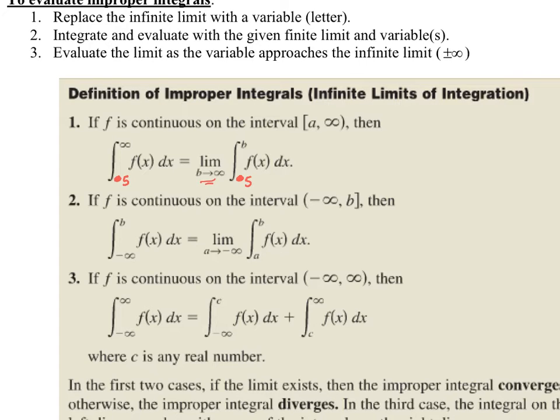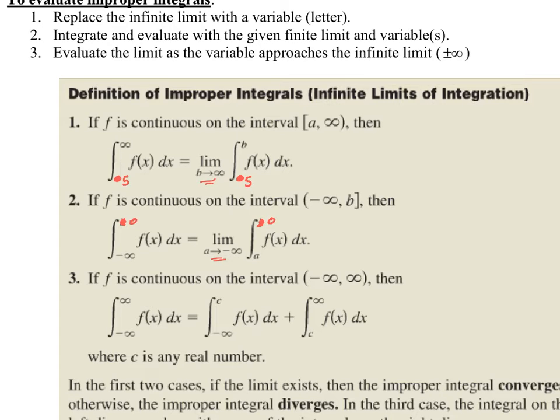Likewise, what if it was something like negative infinity to, how about 0? Doesn't really matter. If I had negative infinity to 0, what I would do is the integral from a to 0, and I would let a approach negative infinity. So integrate from a to 0, literally using the letter a. You're going to get an answer that has a's and numbers. That's fine. And then you take the limit as a approaches negative infinity of that.